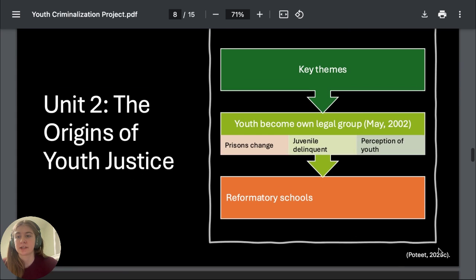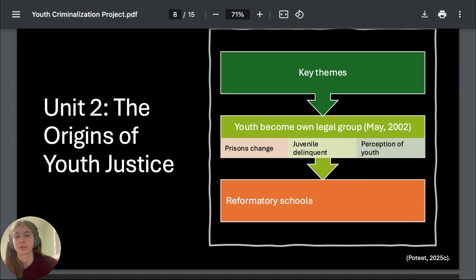So moving on, we have the 19th century. Looking at Unit 2, the origins of youth justice, our key themes are youth becoming their own legal group, and prisons changing to adjust to this shift, separating adults from youth in their own prisons. We also have the emergence of the juvenile delinquent category, and the perception of youth starting to change around a lot of new laws coming into place to create this legal group officially in law. As a result of these changes, reformatory schools were introduced.